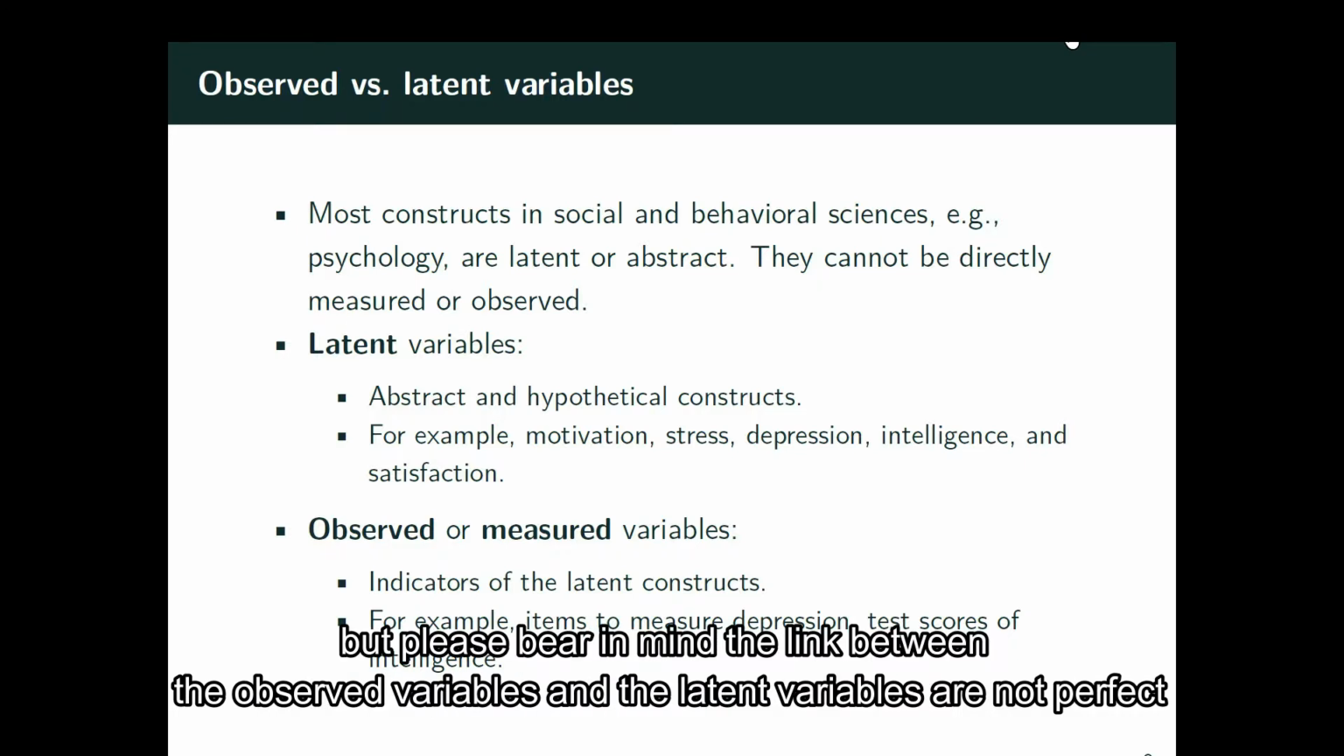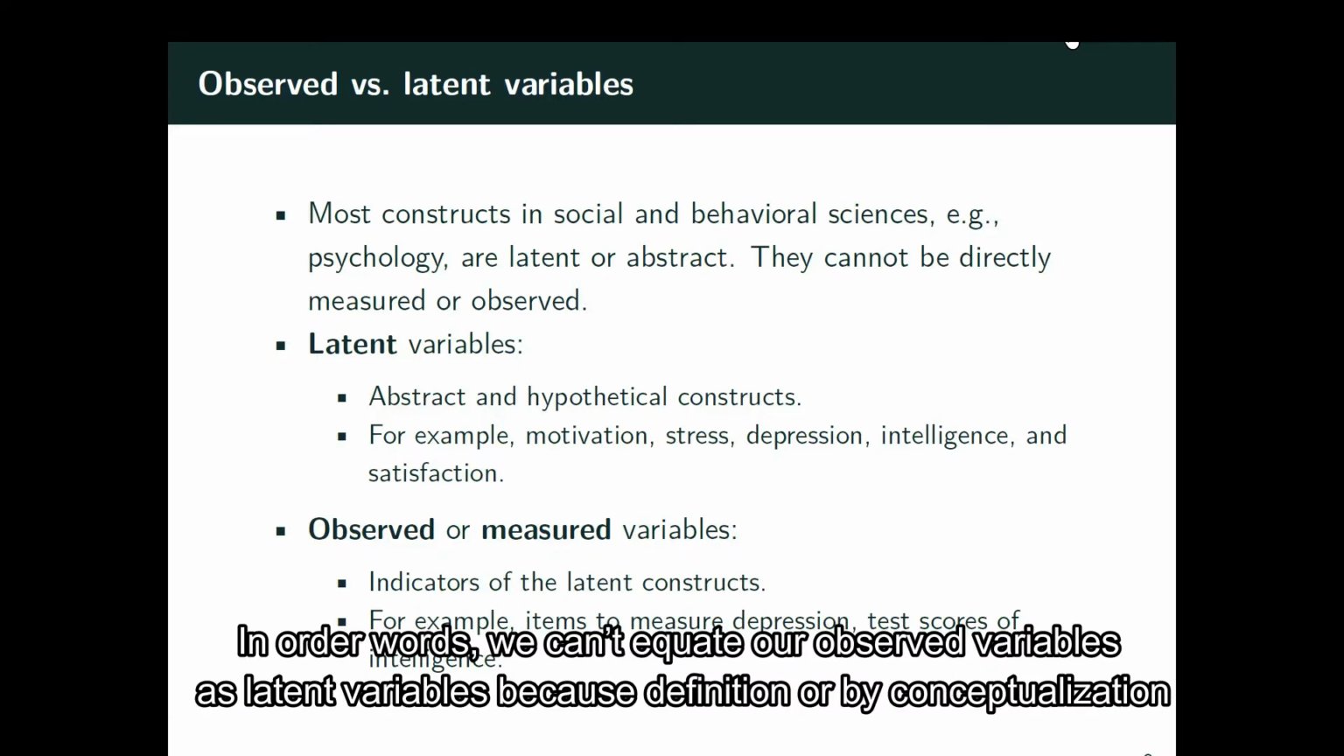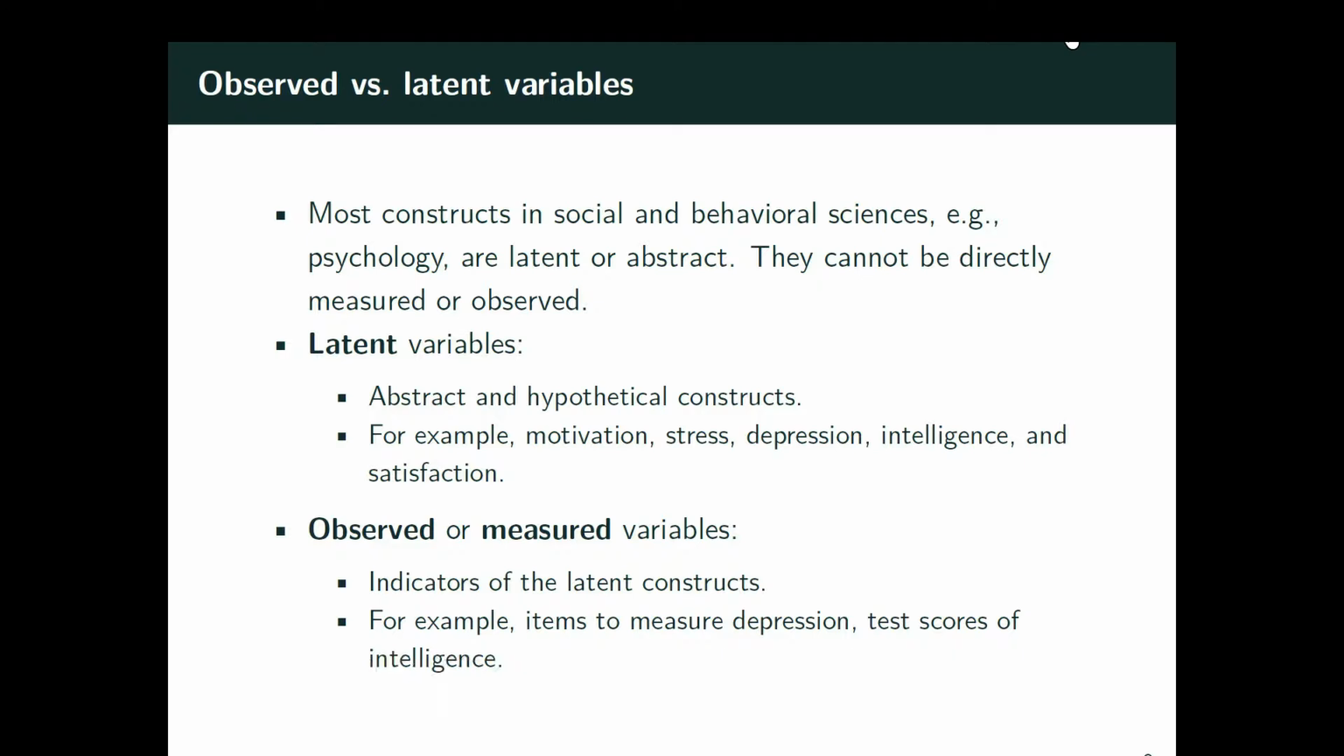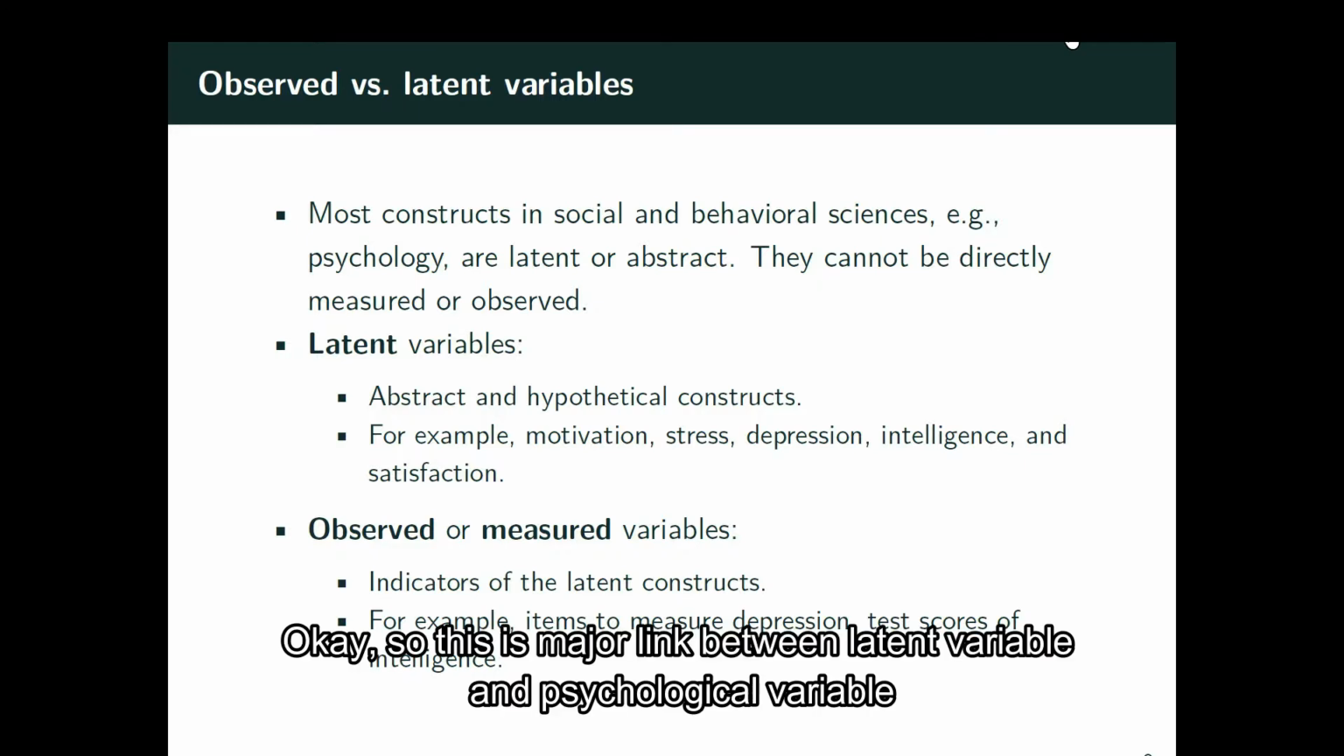But please bear in mind the link between the observed variables and the latent variables is not perfect. In other words, we can't equate our observed variables with latent variables because, by definition or conceptualization, latents can never be observed unless you have an infinite number of measures. So this is the major link between latent variables and psychological variables.